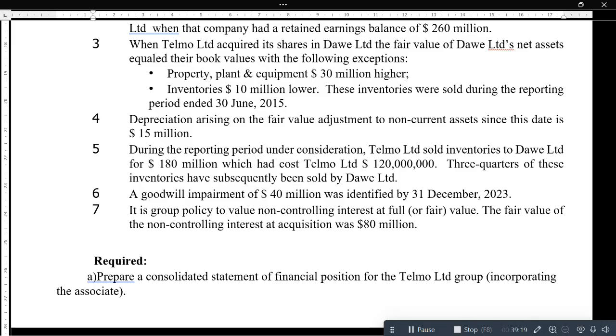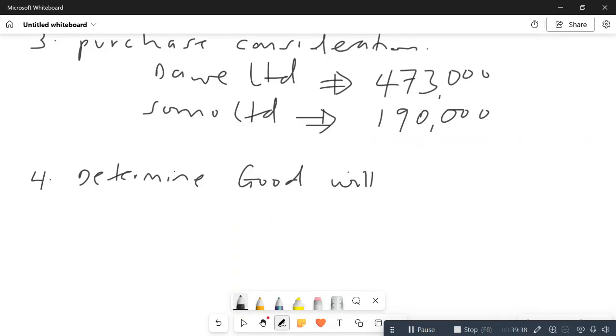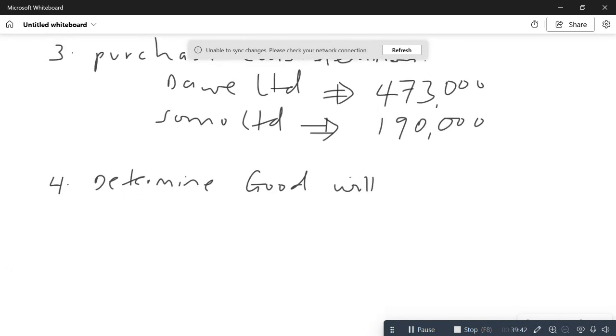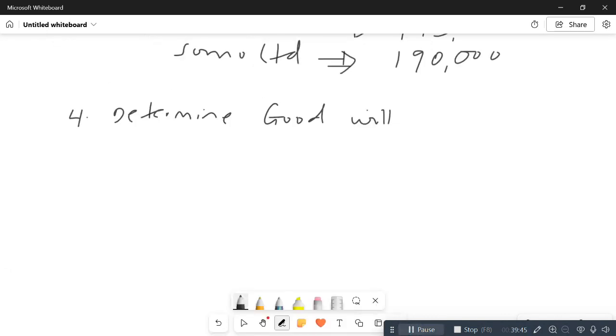So let's use this full method. When we talk of the full method, we incorporate the goodwill attributable to the parent and the goodwill attributable to NCI. We get the total. If there is any impairment on the goodwill, we adjust and we get the final goodwill, which we shall take to our balance sheet. Let's try to do that. We shall start with purchase consideration.